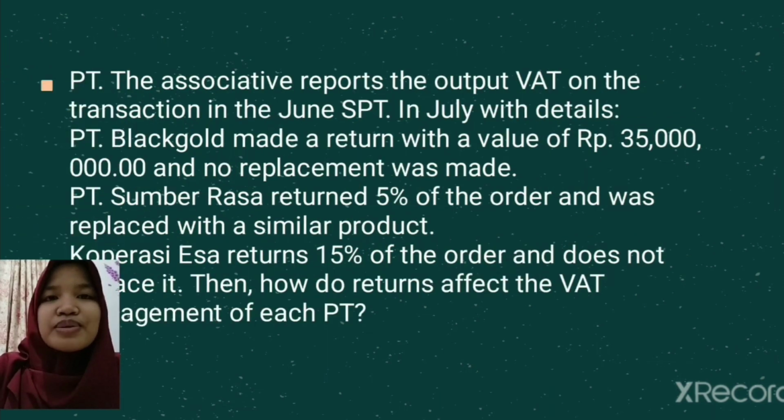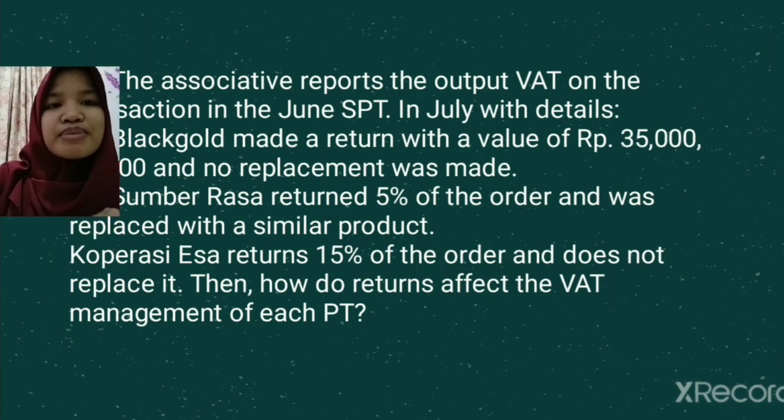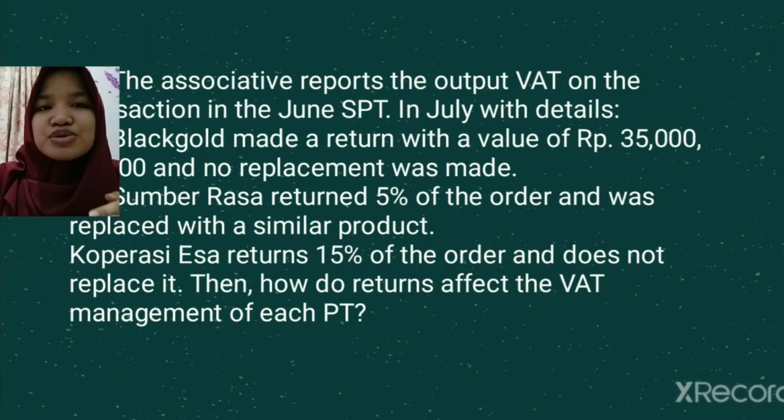Alright, the next problem is PT Associative reports the output VAT on the transactions in the June period. In July, with details: first, PT Black Gold made a return with a value of 35 million and no replacement was made. There's no replacement for PT Black Gold. Then PT Sumber Rasa returned 5% of the order and it was replaced with a similar product. Next, Koperasi Esa returned 1,500 of the order and doesn't replace it.